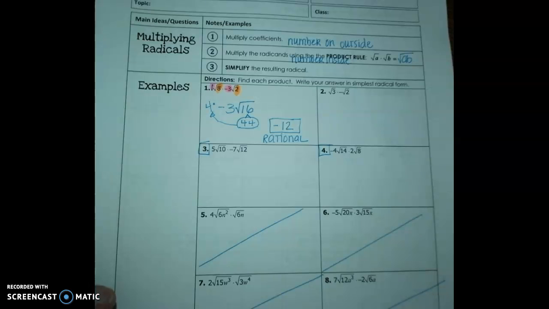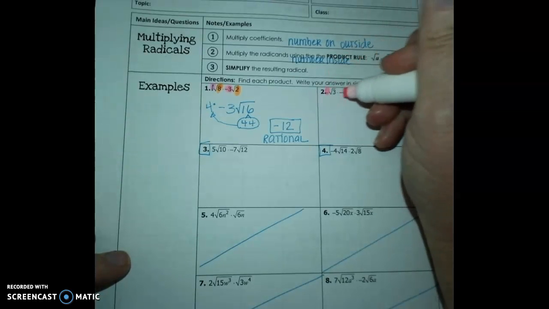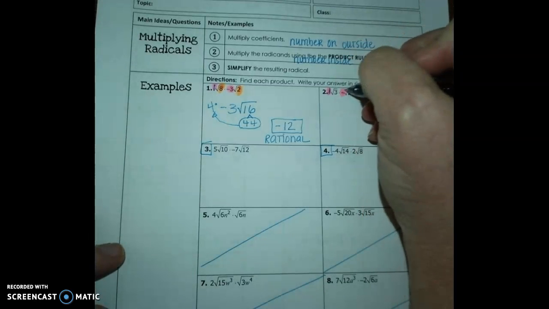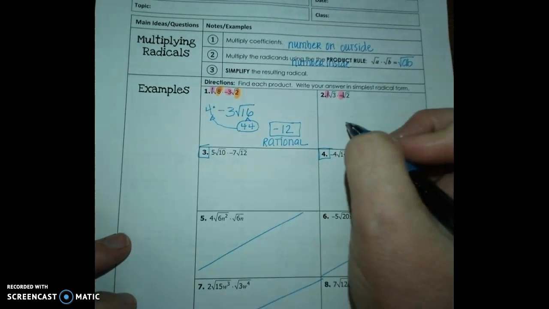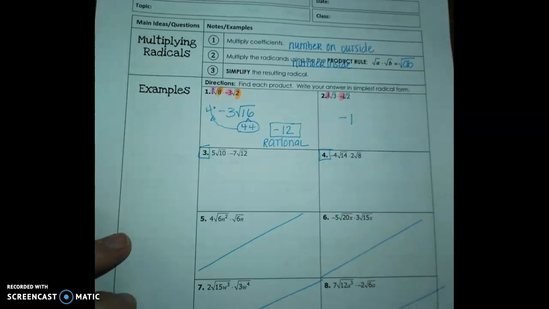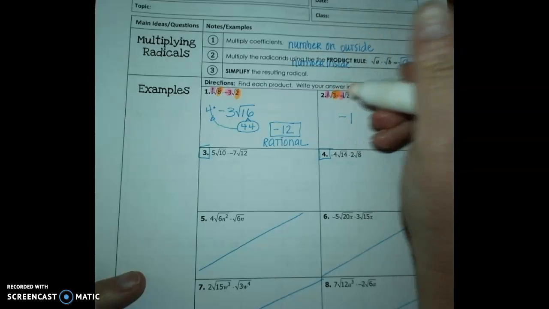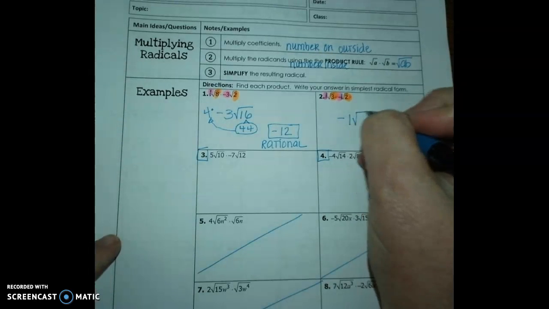Let's try number 2. So we have coefficients, or numbers on the outside. Coefficient times coefficient. There aren't numbers there, so they are understood 1. So I'm just going to write these in so we can kind of look at them. So we have 1 times -1 is -1. And then you have radicand times radicand. So we have 3 times 2, which is going to give us 6. That's going to be under the radical.